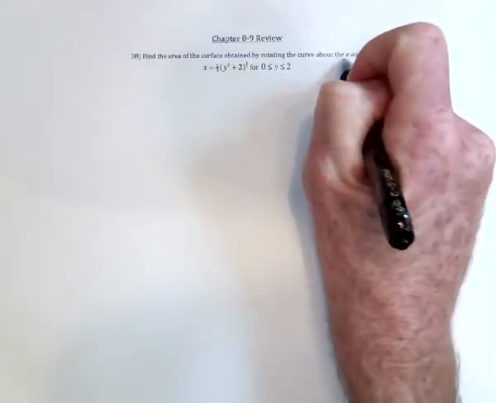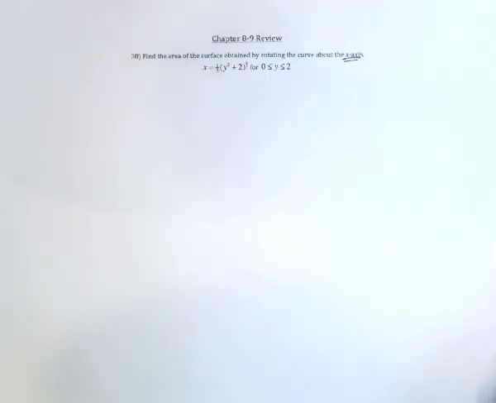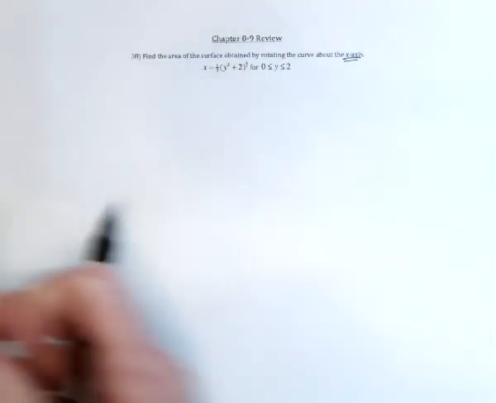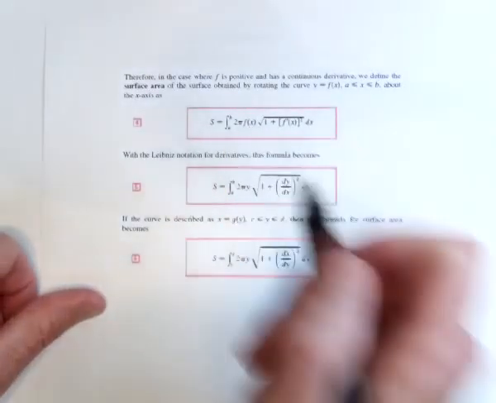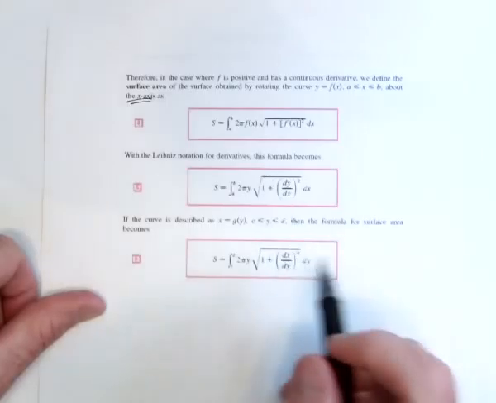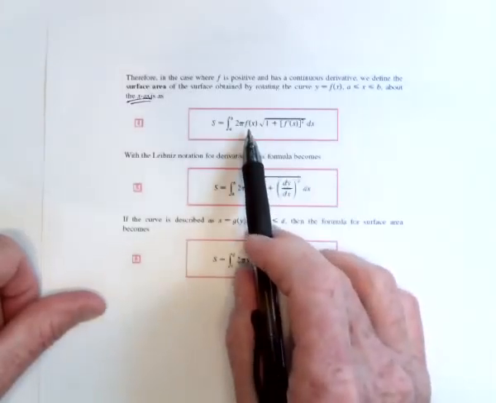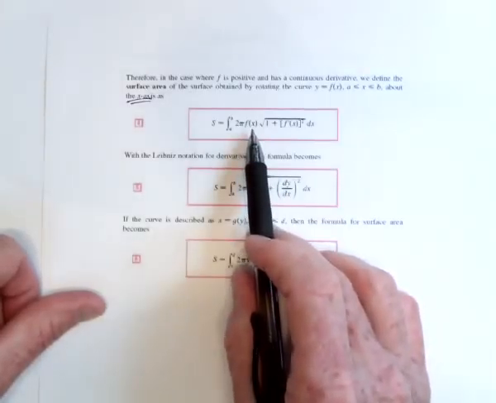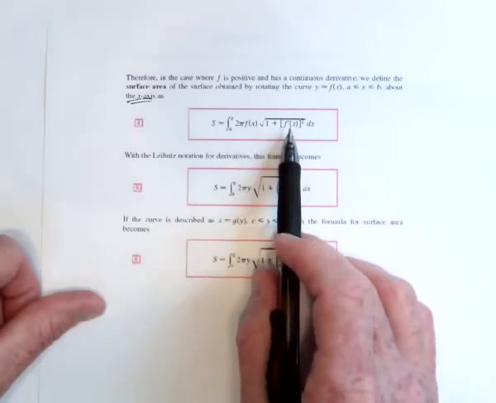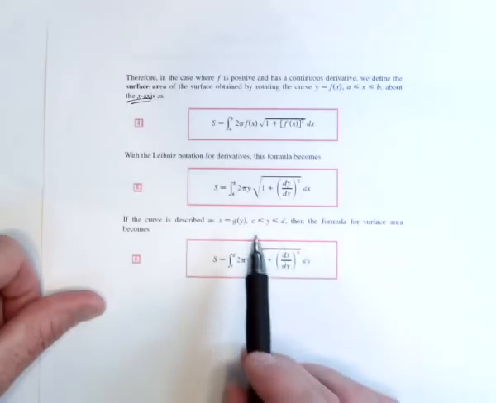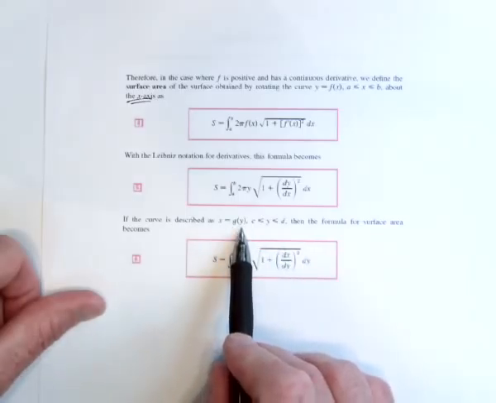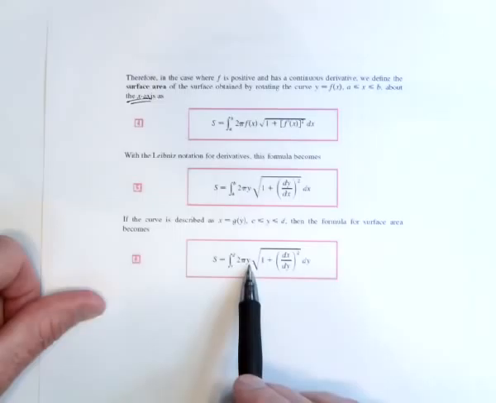There is one small difference. This is being rotated about the x-axis. So usually we would be using this formula, so rotating about the x-axis. So 2 pi, the function, and then the arc length formula. But if you have a function of y, then instead of replacing the function here, you just have the letter y.